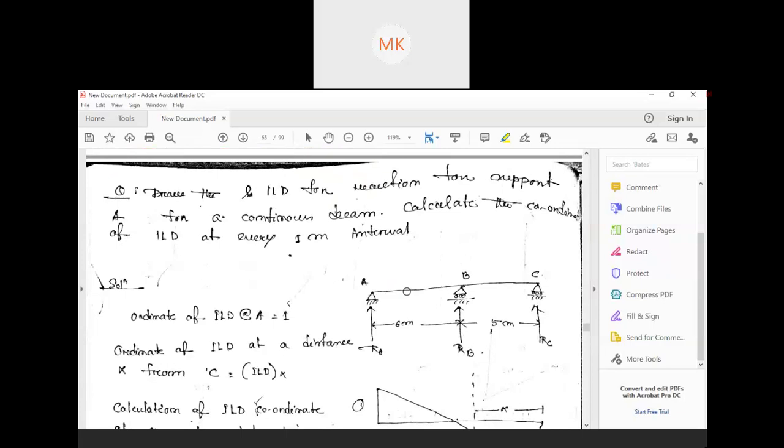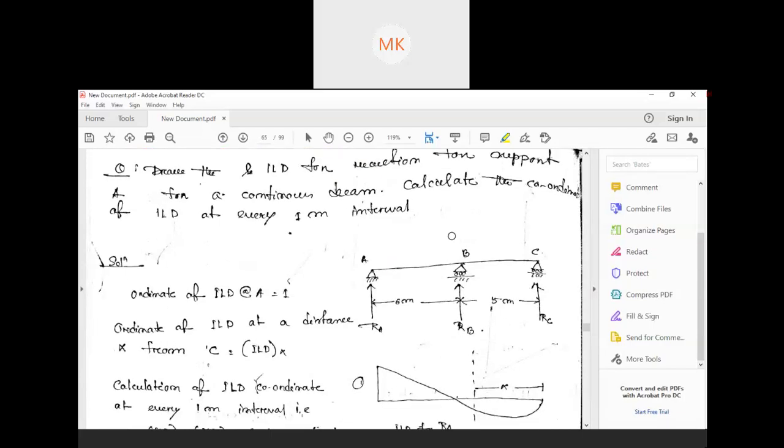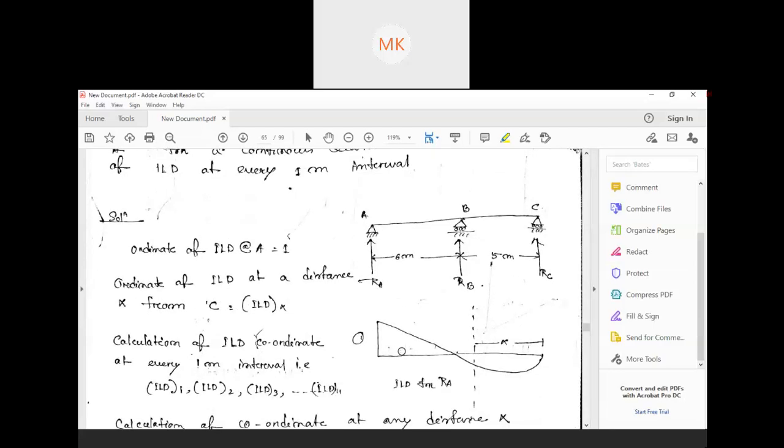So here there is a question. All of you please read it clearly. Draw the ILD for reaction at support A for a continuous beam. Calculate the coordinates of the ILD at every 1 meter interval. So we need to find the coordinates at every 1 meter interval. This is a continuous beam. As you can see here, there are 3 points, A, B, C. Length and all these things are given. So we need to find out the coordinates at every 1 meter interval. How do we need to do this?